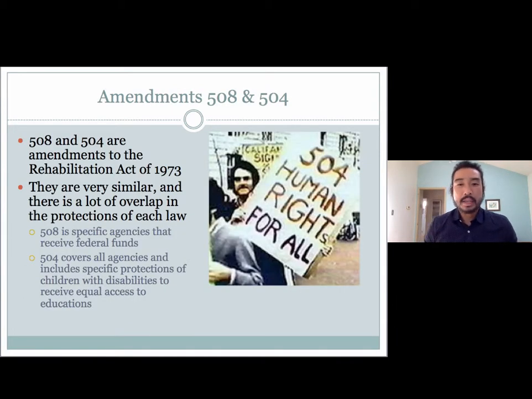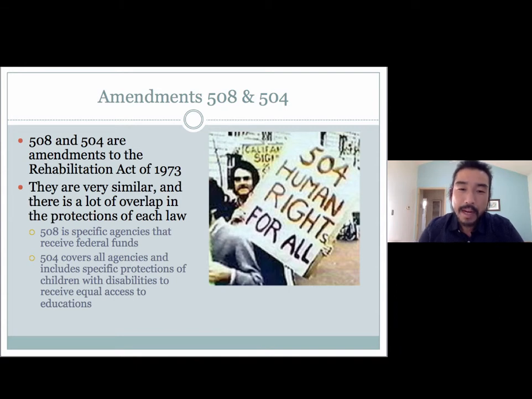We now move on to Sections 508 and 504. These are actually similar to the ADA. They're extensions of the Rehabilitation Act of 1973. So the ADA is an extension of the Civil Rights Act of 1964, and 508 and 504 are amendments to the Rehabilitation Act of 1973. Those were also giving rights to minorities and people who needed protections during that time. The 60s and 70s were a time of civil rights, and the Supreme Court was a relatively liberal one, and it was enacting these laws.